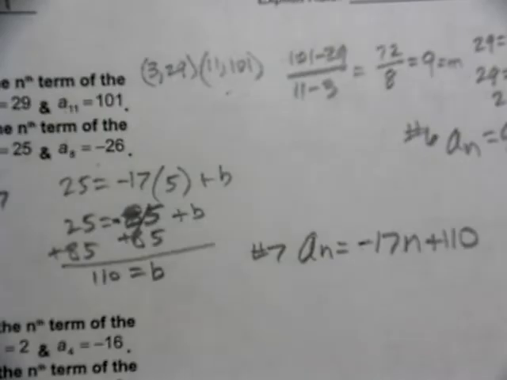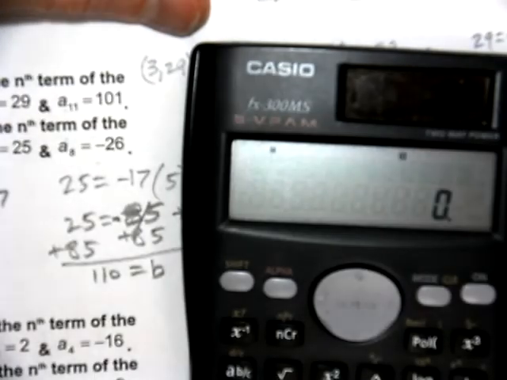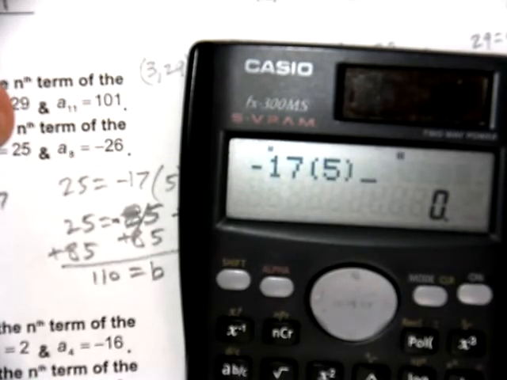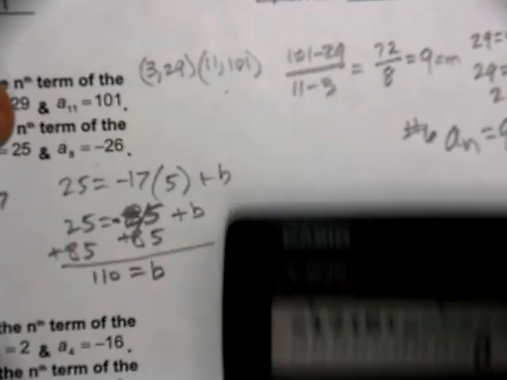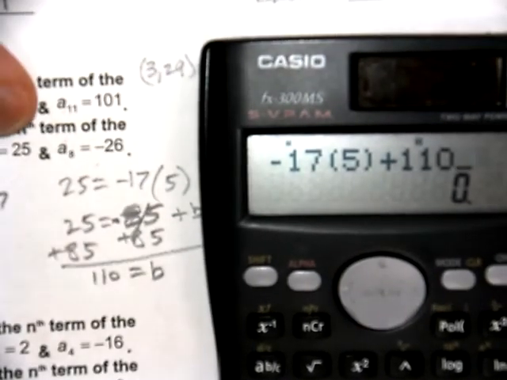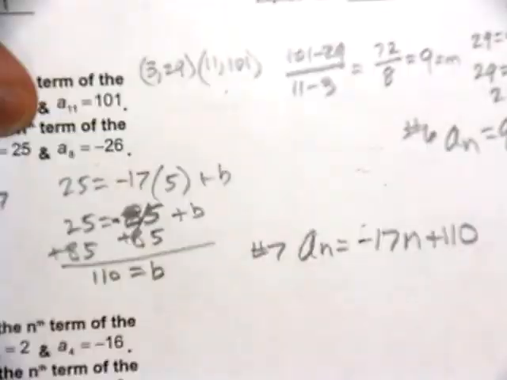We can test that out. Take -17 times our point, which could be 5, plus 110, and we should get our answer of 25. Perfect.